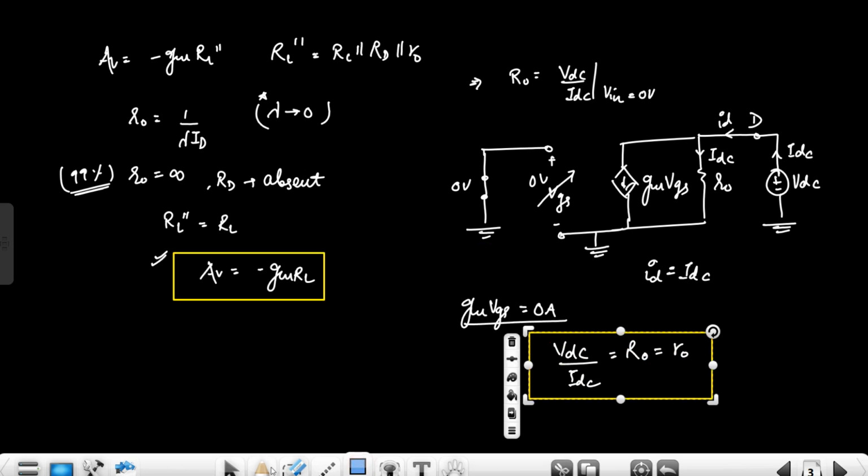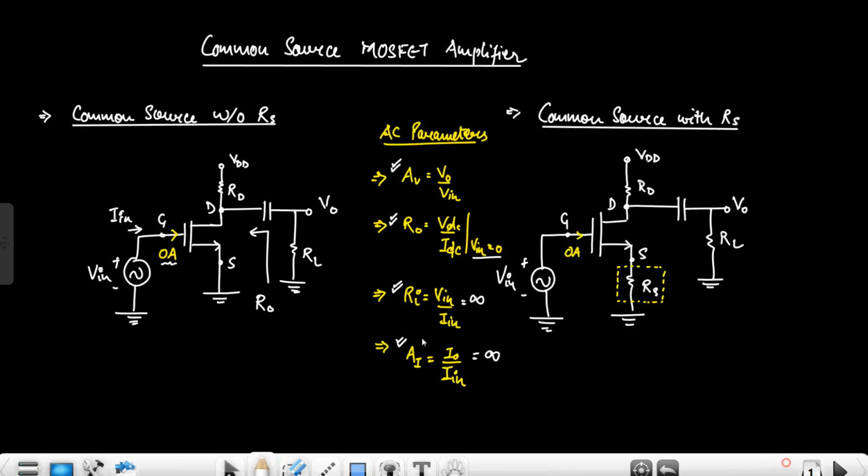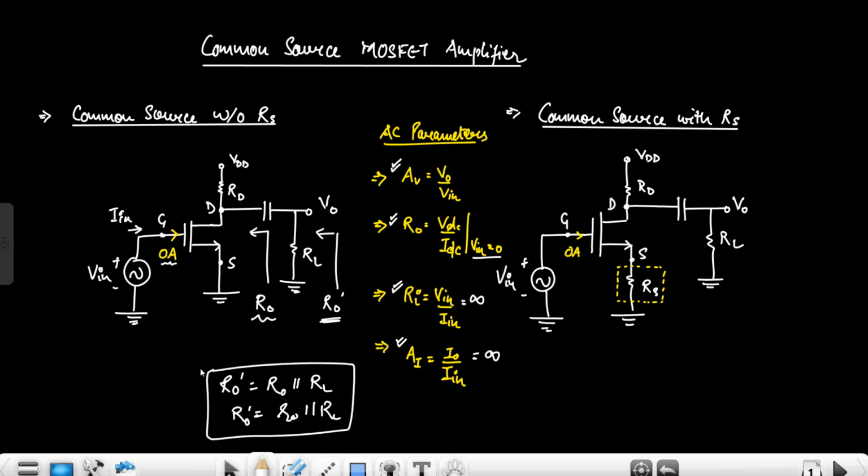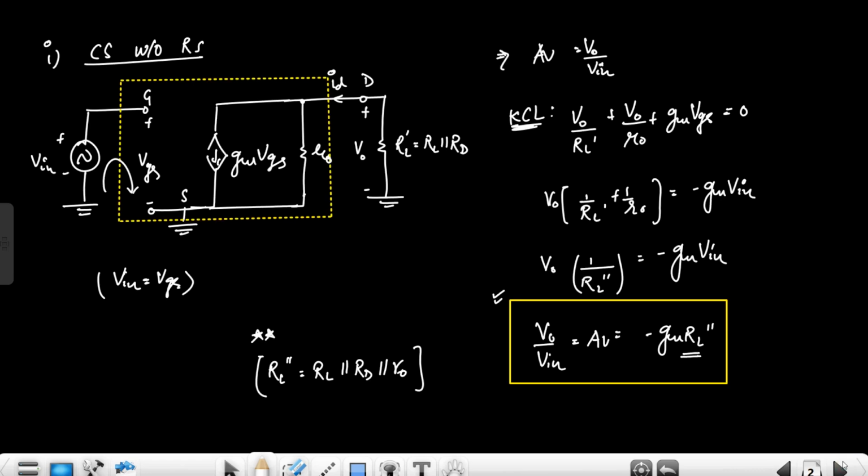So this is the internal output resistance, which we have seen from here. If we see the output resistance from this point, that will be R naught dash. It is not the internal output resistance. R naught dash is simply R naught in parallel with this RL, right? And if this R naught is infinite, then it will be simply this RL, right? So this should also be clear. So this is the common source without RS.